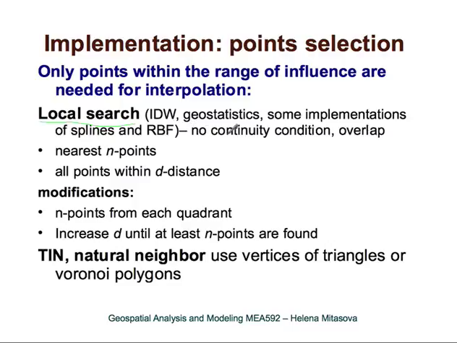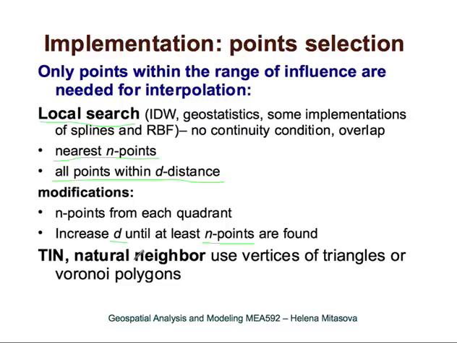However, this implementation has no continuity condition, and you rely on the density of the points that the surface is continuous. We already talked about the possibility to choose nearest n points or all points within certain distance. Then there are various modifications to this condition. For example, you can choose n points from each quadrant to ensure that there are some points from each side of the point, or you can increase d, the distance, until you find at least n points. To again ensure good interpolation in those areas where you have some gaps in data.